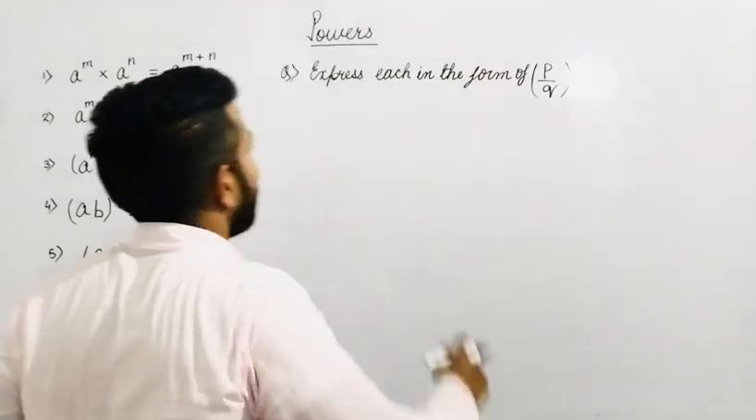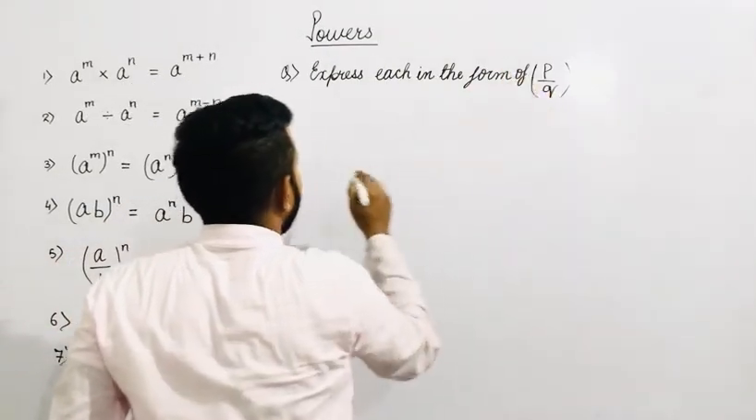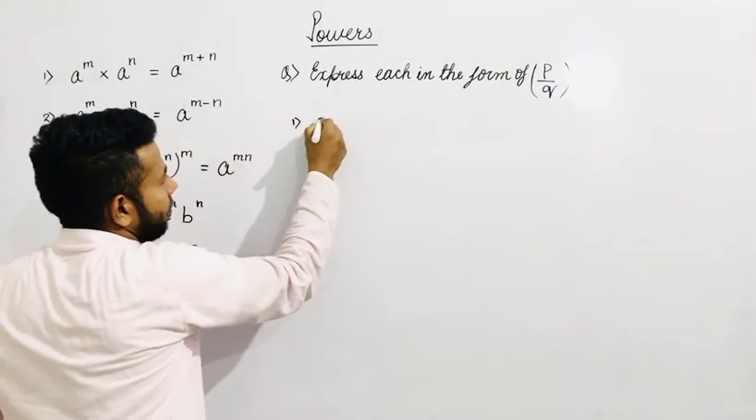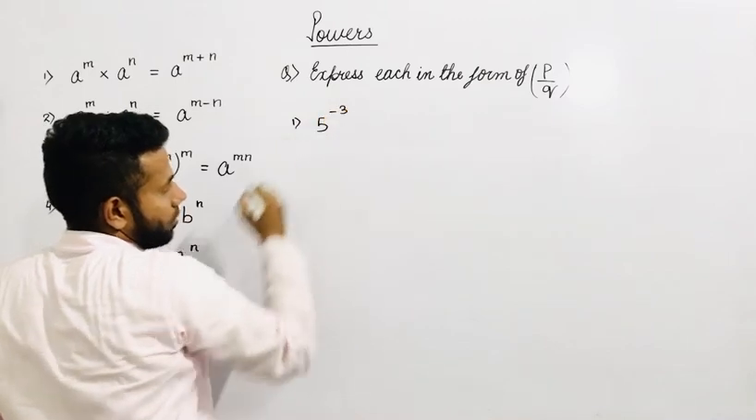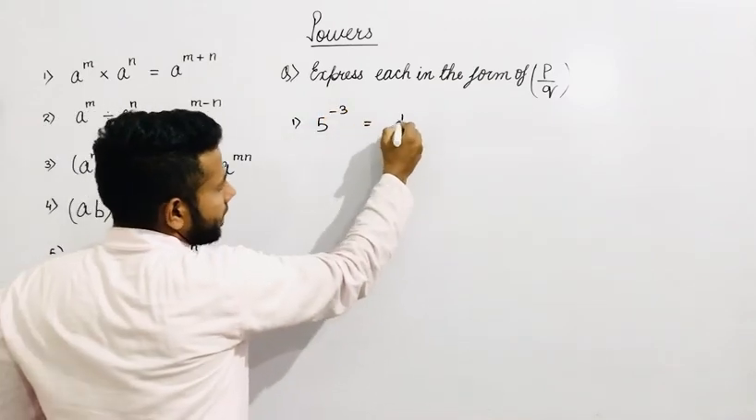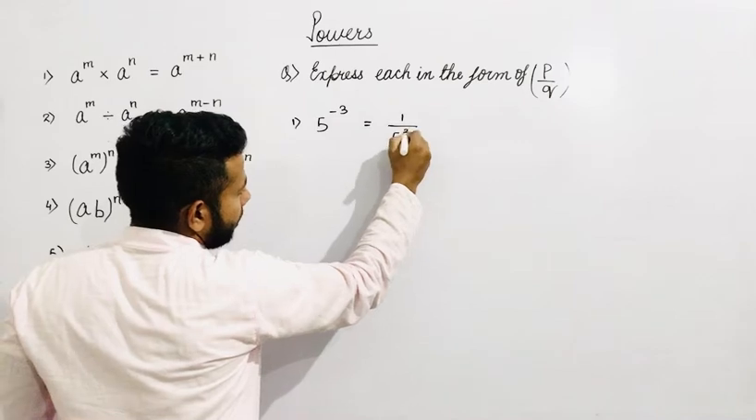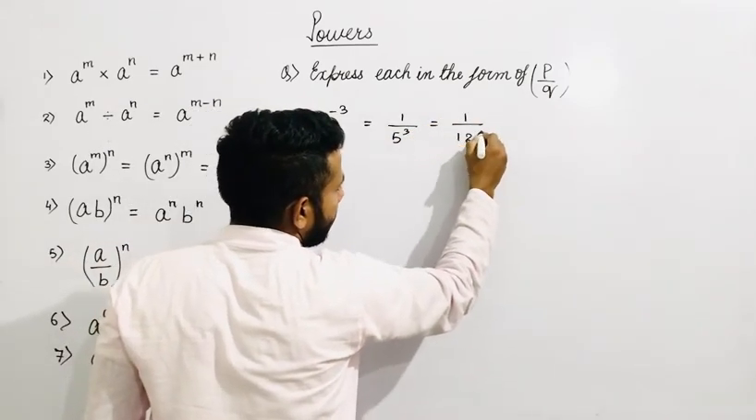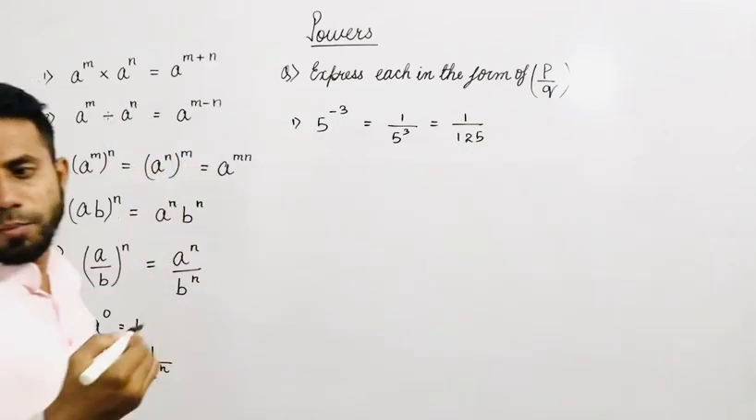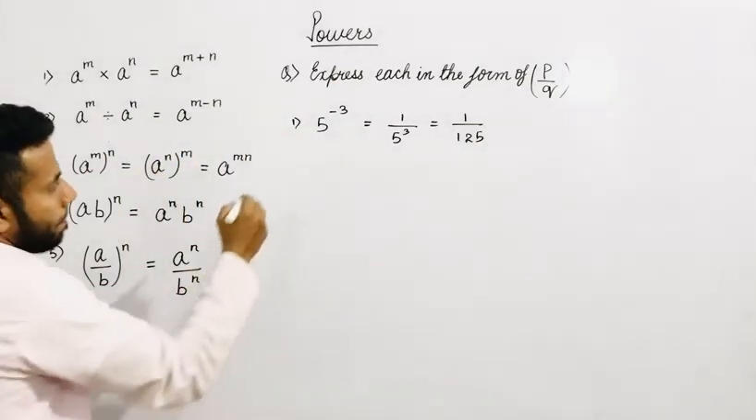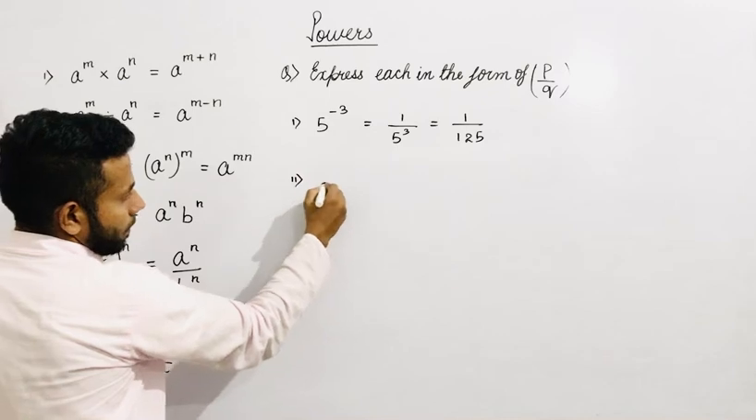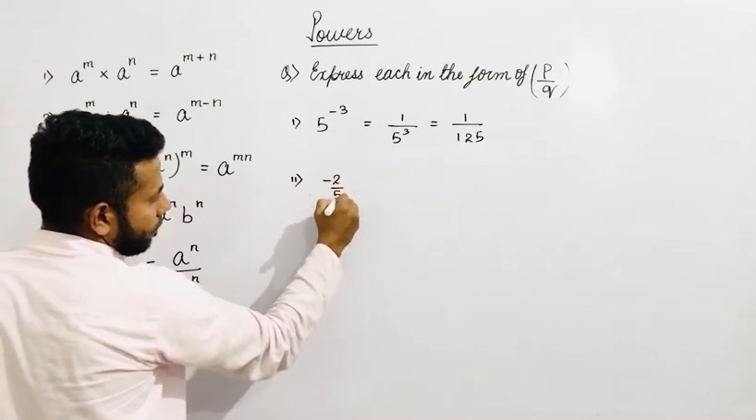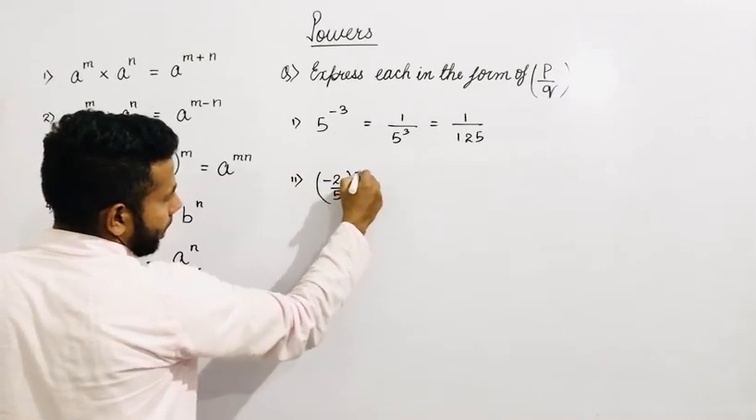The first question is, express each in the form of p by q. Let us begin with the first, 5 to the power minus 3. You can write it as 1 by 5 to the power 3, and it can be written as 1 by 125. Next, minus 2 by 5 raised to the power minus 4.